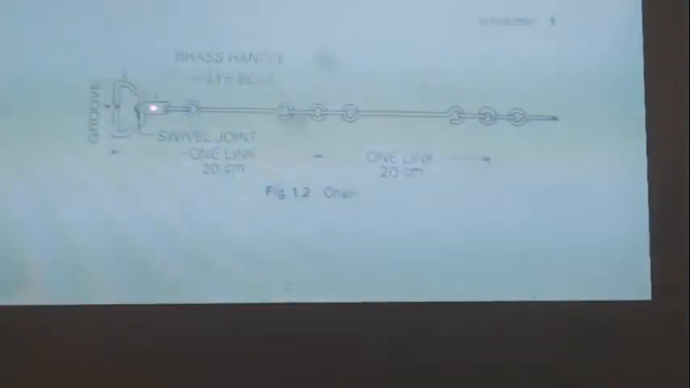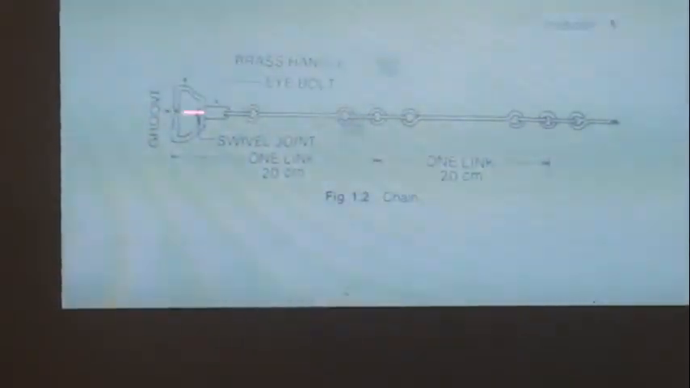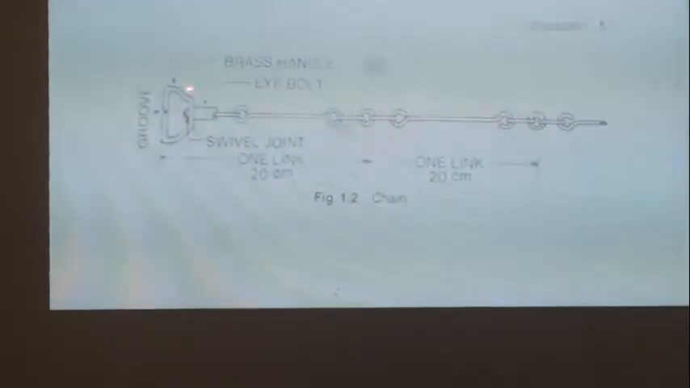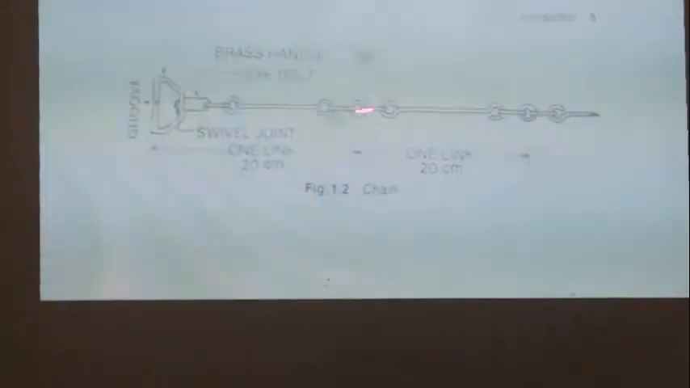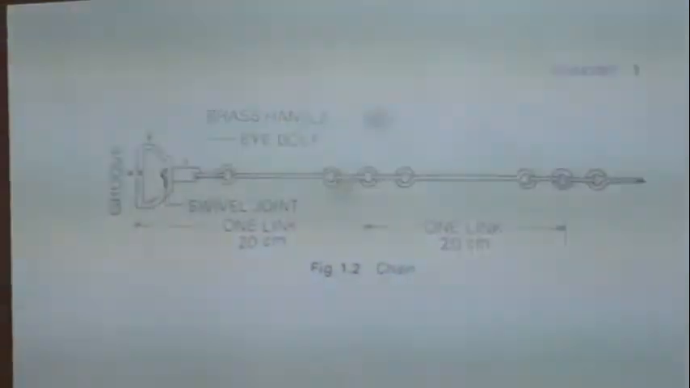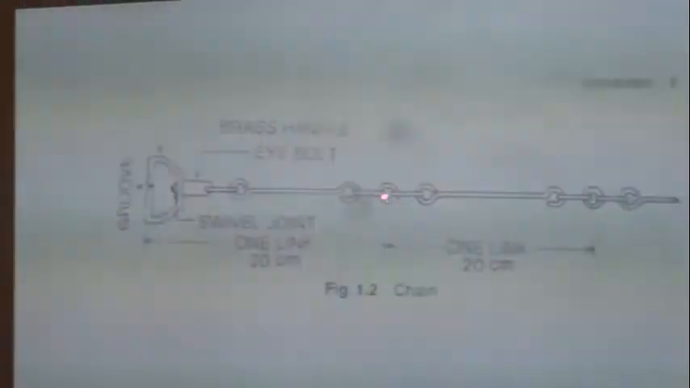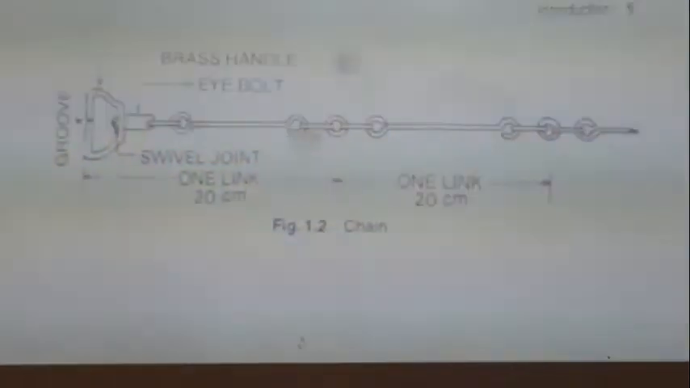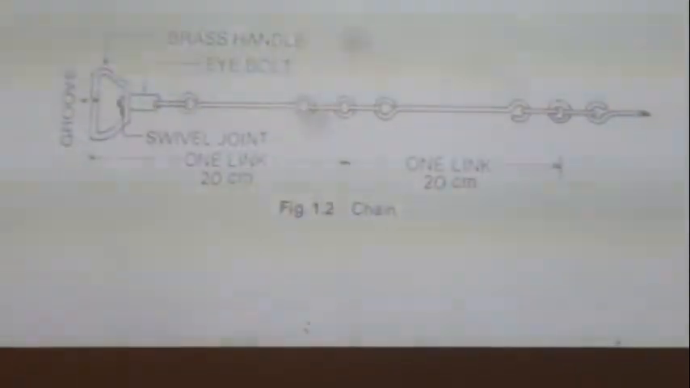Look at this diagram or this picture. This is how the chain looks like. You can see the handle called the groove, the bronze handle. Then you have chain link. You can see the link. All of this were made with metals, and you can see the links, how they are joined together, and that's how they are stretched on ground.